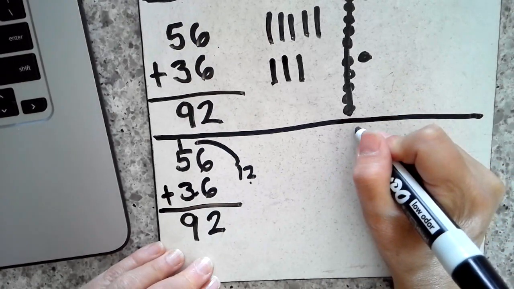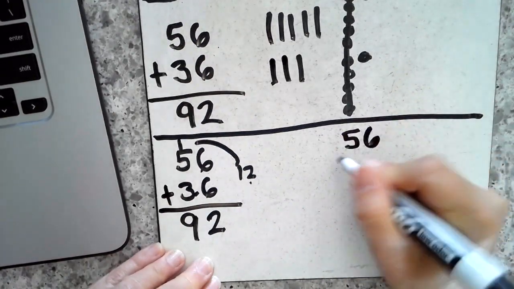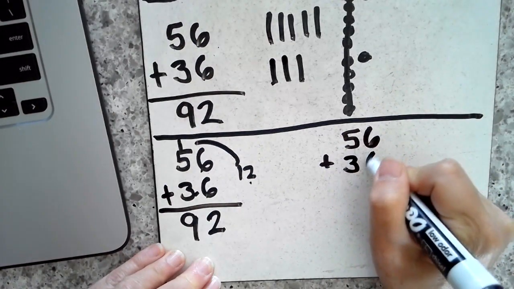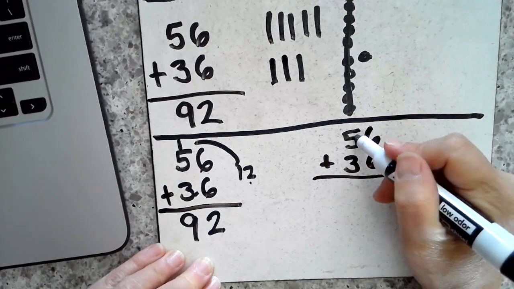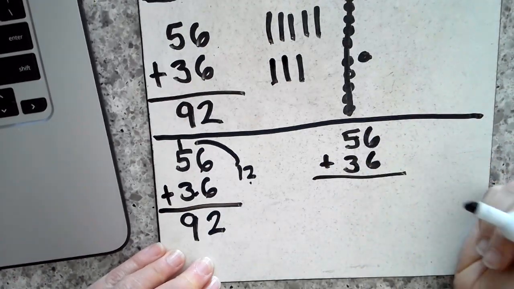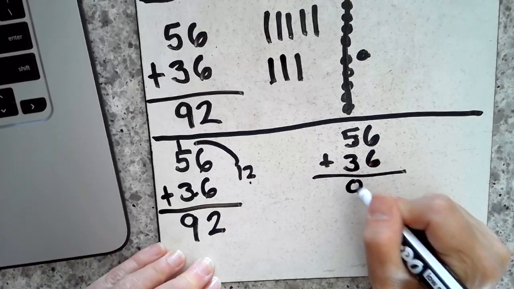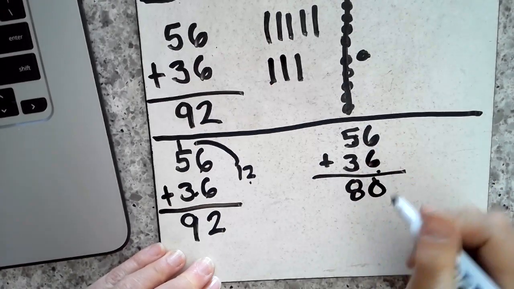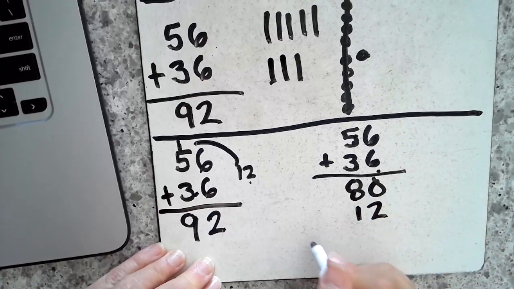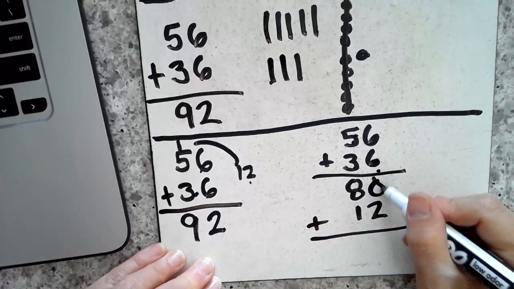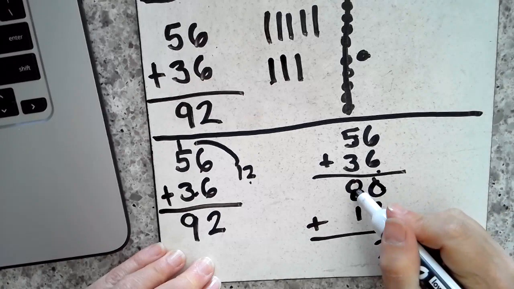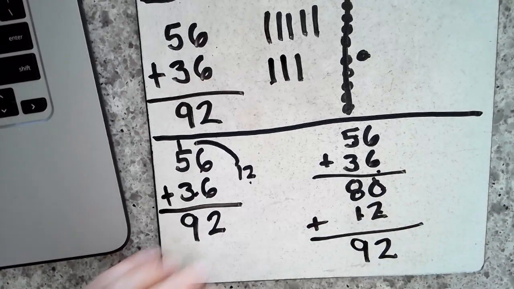And the last way we've talked about is show all totals. This is my favorite. Where I'm adding 50 and 30. So 50 and 30 is 80. And 6 plus 6 is 12. Then we're going to add those together. 0 plus 2 is 2. And 8 plus 1 is 9. And we get 92.